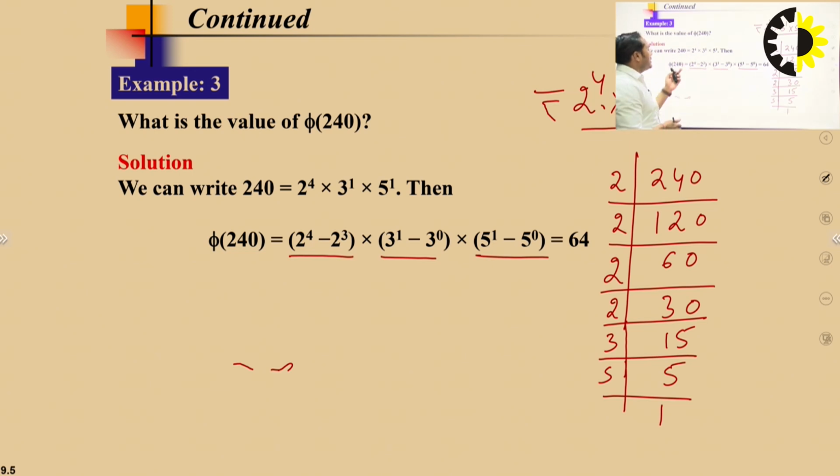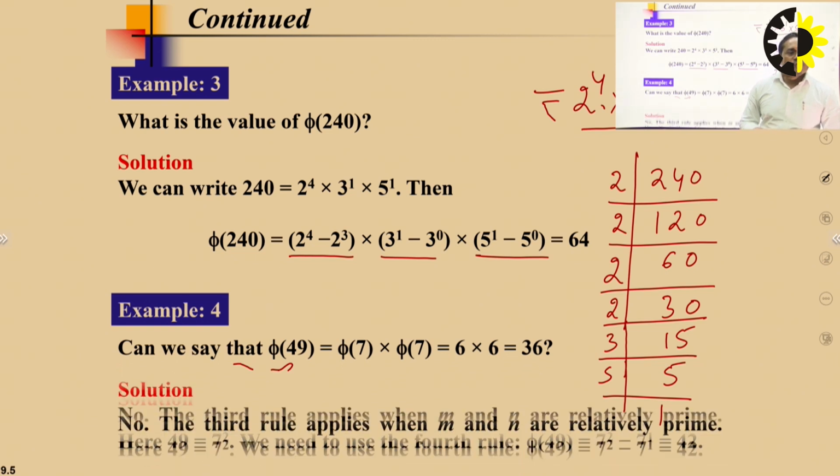After multiplying the values, you are getting the answer 64. So you cannot directly solve the problem of phi 240. First you will convert 240 into its prime factorized form, in the form of prime numbers whose product gives 240.